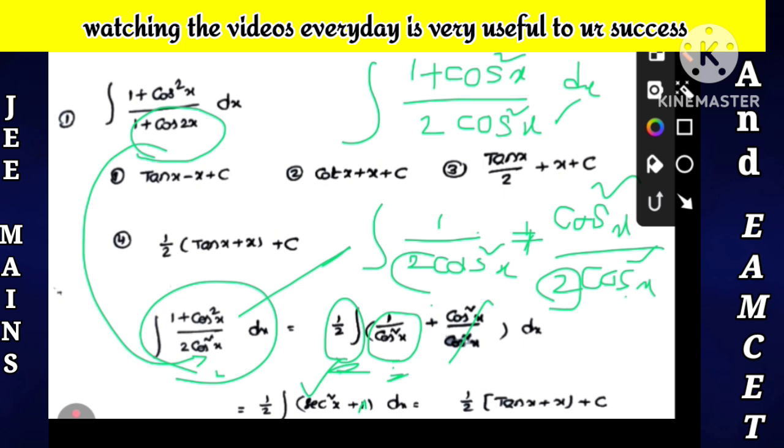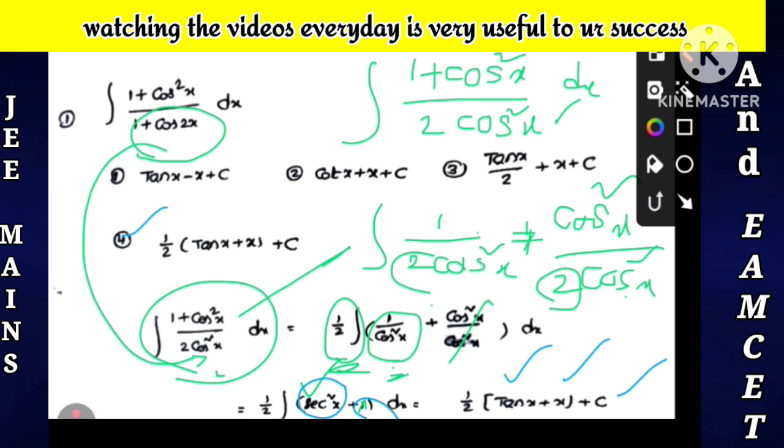Now take the integration. So 1 by 2 of the integral of secant square x is equal to tan x, and integral 1 dx is equal to x plus c. So the answer is equal to 1 by 2 into (tan x plus x) plus c. That is nothing but the last option.